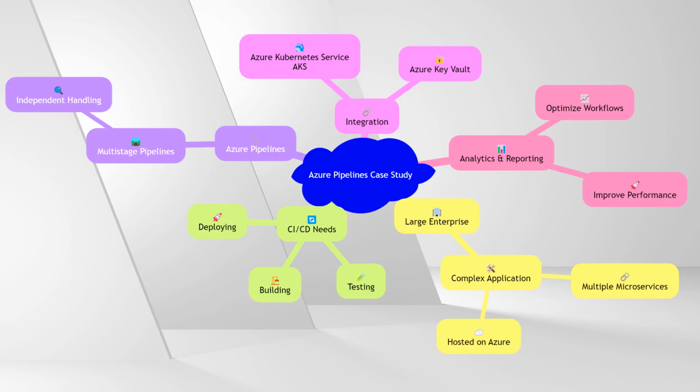issues promptly. Now, let's look at a case study of a large enterprise using Azure Pipelines for their CI/CD needs. The company had a complex application with multiple microservices hosted on Azure. They used Azure Pipelines to create multi-stage pipelines that handled building, testing, and deploying each microservice independently. The integration with other Azure services, such as Azure Kubernetes Service, AKS, and Azure Key Vault, allowed them to manage their deployments securely and efficiently. The detailed analytics and reporting features of Azure Pipelines helped the team optimize their workflows and improve overall performance.